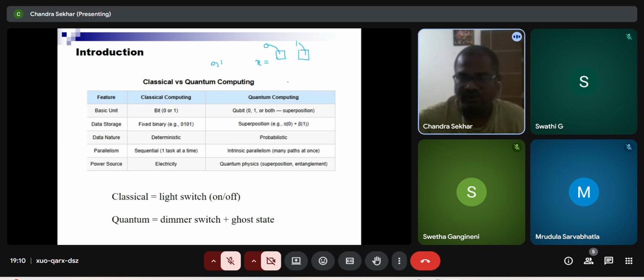Whereas in quantum computing, we call it a qubit, quantum bit. It has the property of superposition. What is superposition? You can store 0 information and 1 information. The bit can hold both pieces of information. How does it store them?